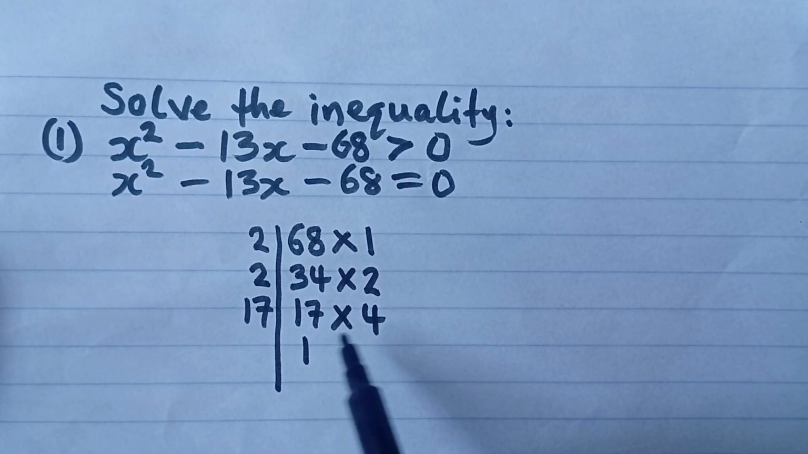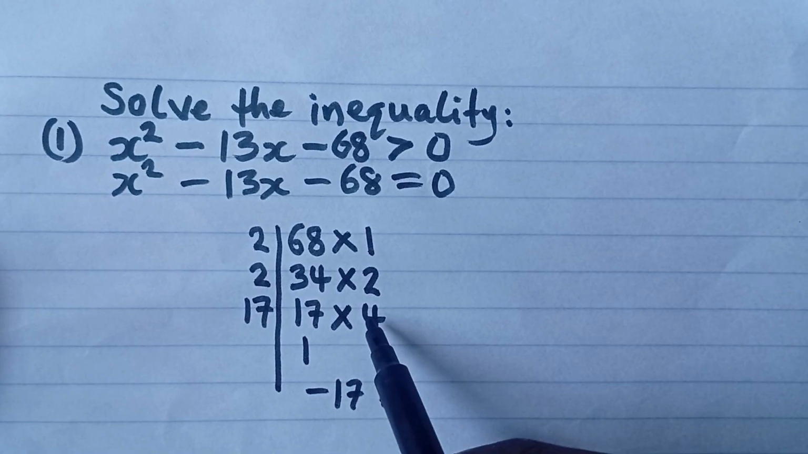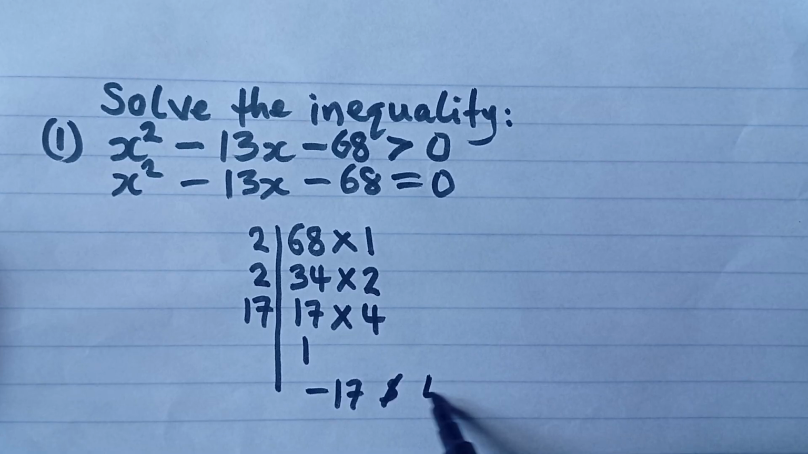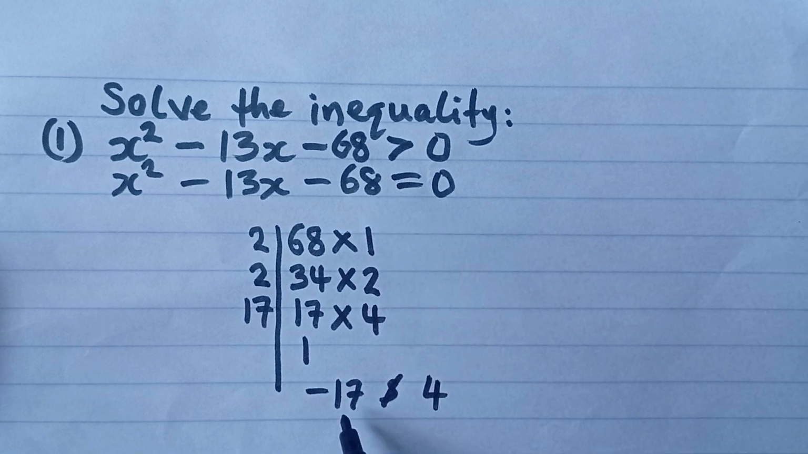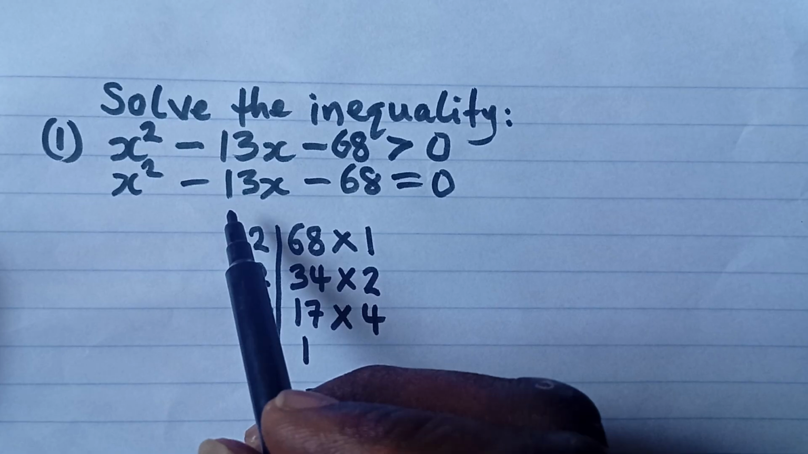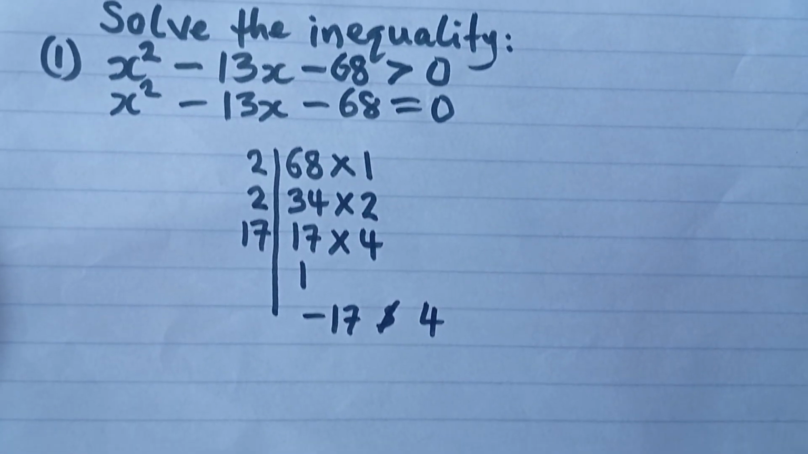But if you look at 17 and 4, we can assign a negative sign to 17 and a positive sign to 4, so that our two factors will be minus 17 and plus 4. If you check, minus 17 times 4 will give us minus 68, and minus 17 plus 4 will give us minus 13. So we now have our factors.